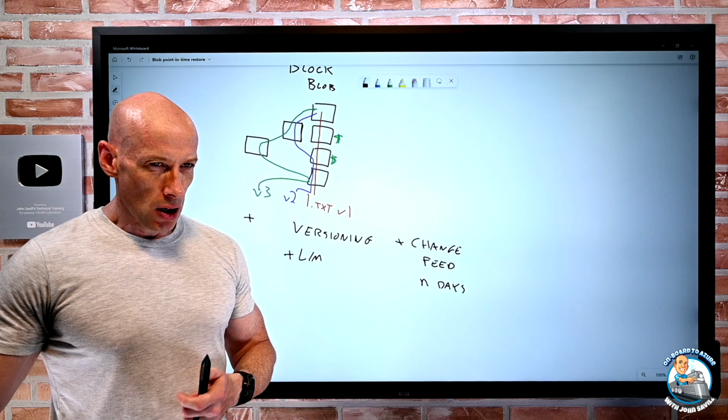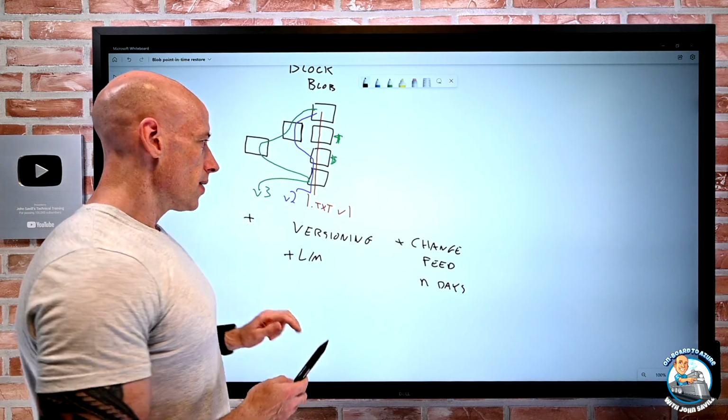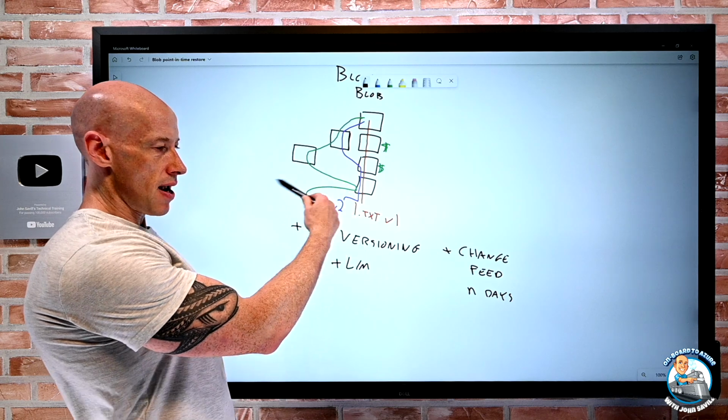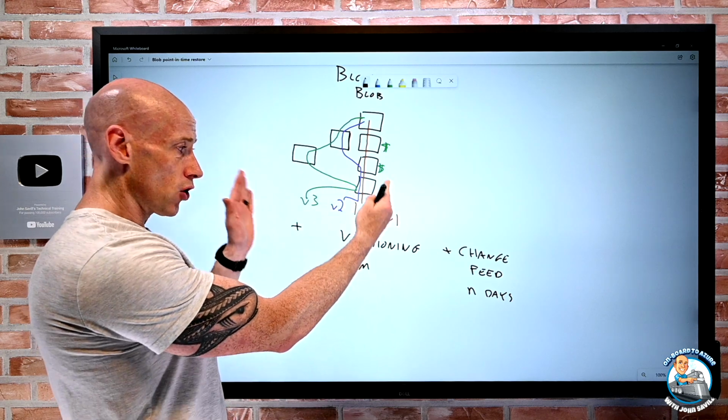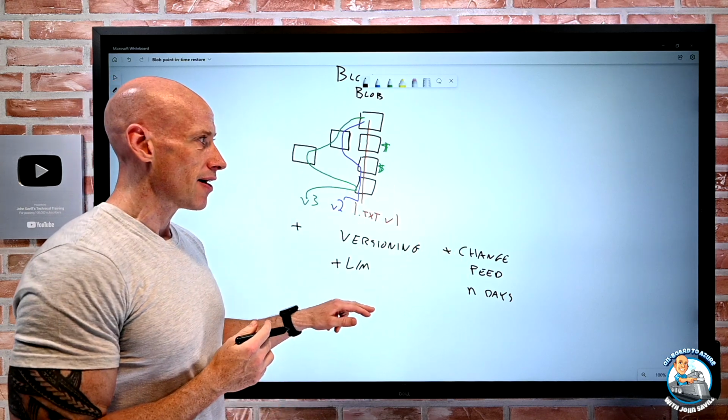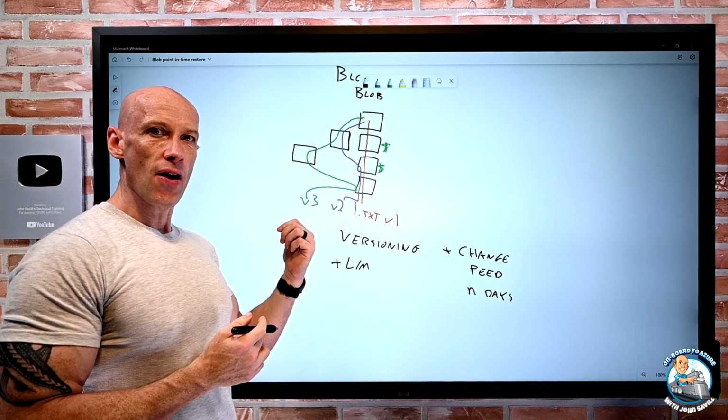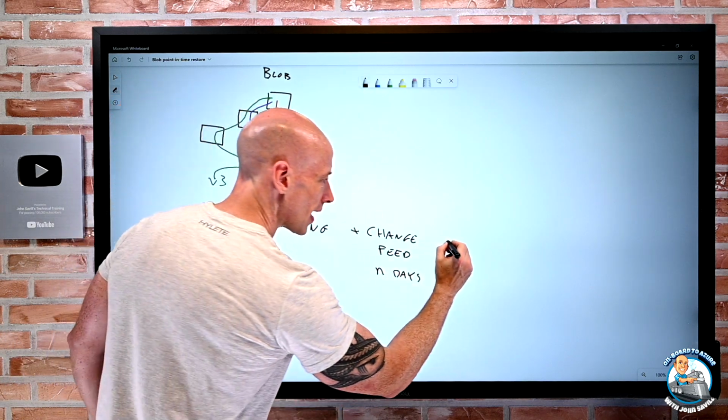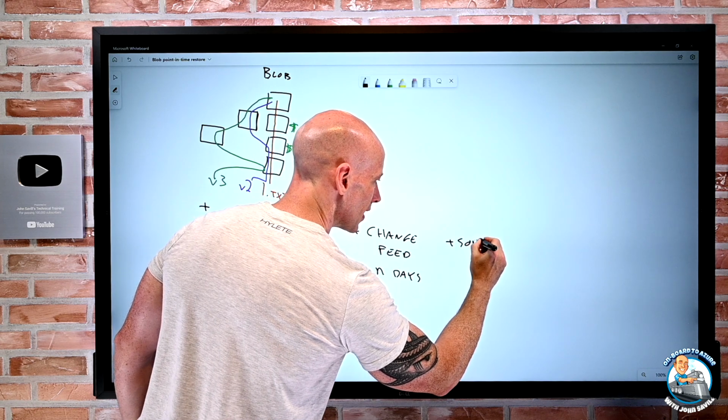So what we've got right now is fantastic. I can go back to any point in time within the versions I have and the change feed log I have. What if someone deletes the file? So the next feature we have is soft delete.